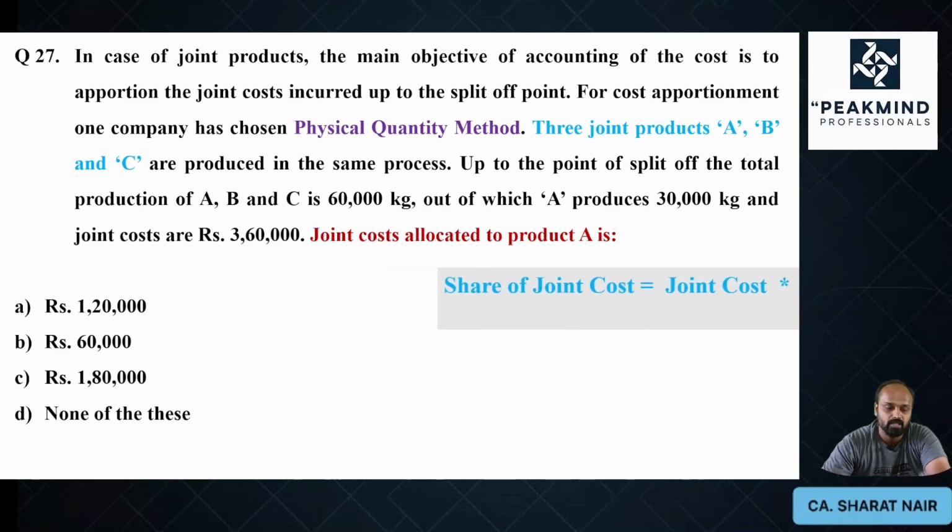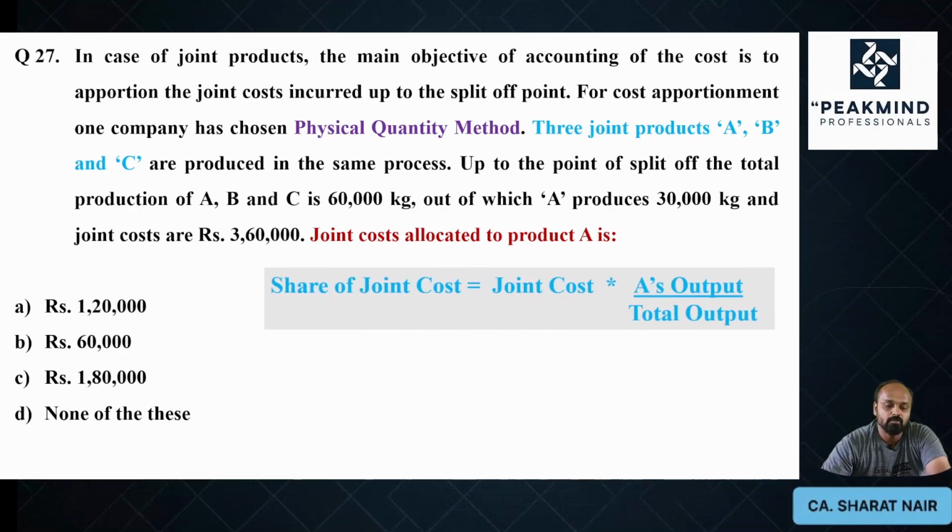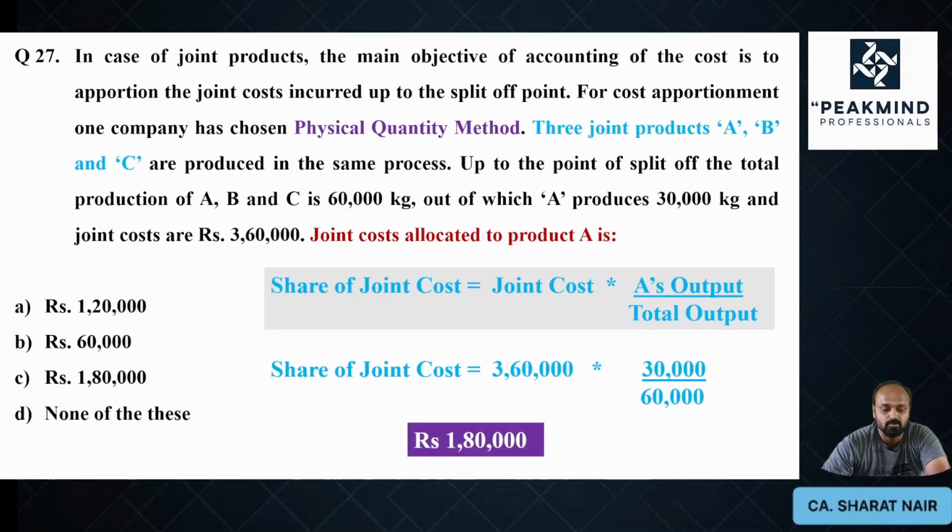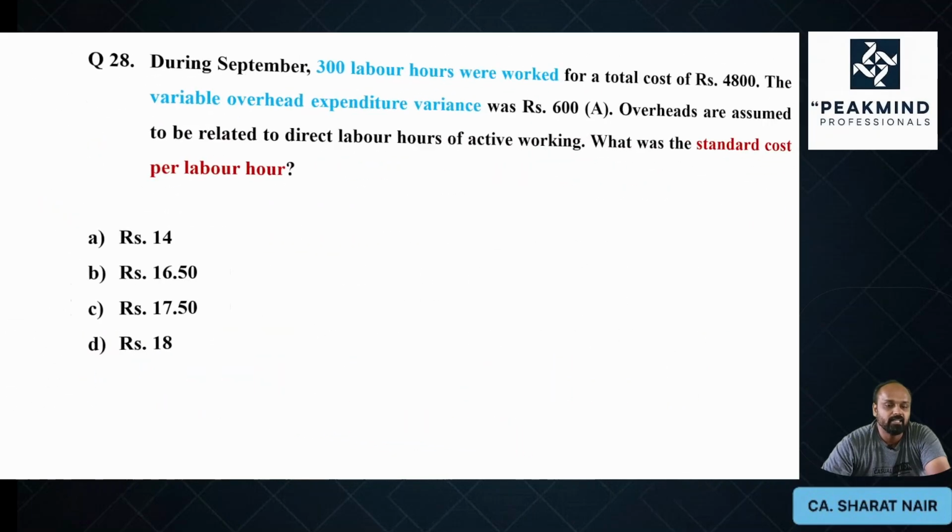Now how to do that? Share of joint cost will be joint cost into A's output divided by total output. Why? Because the company follows the physical output quantity method. So it will be 3,60,000 into 30,000 by 60,000. So your answer is 1,80,000. So option number C is the correct answer. Moving ahead, the next MCQ.